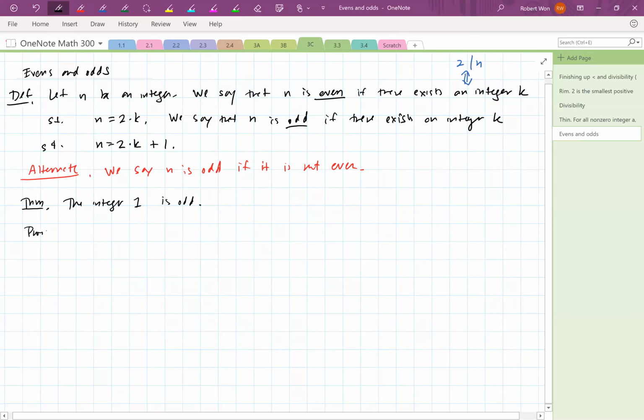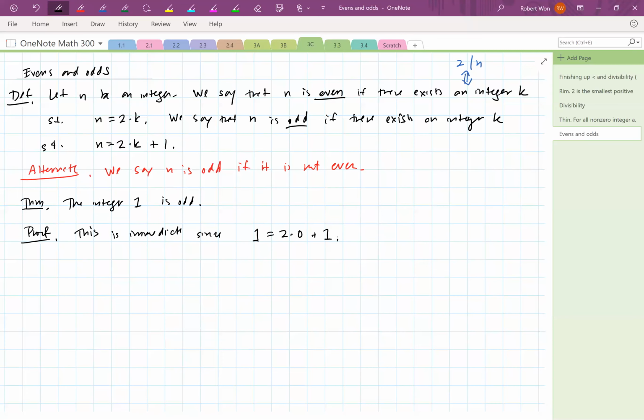And the proof is just that this is an immediate proof, since 1 is equal to 2 times 0 plus 1. Because you prove that 2 times 0, or anything times 0, is 0, and 0 plus anything is that thing. So we actually worked a little bit to make sure that this equation holds. But now it satisfies the definition of being odd.